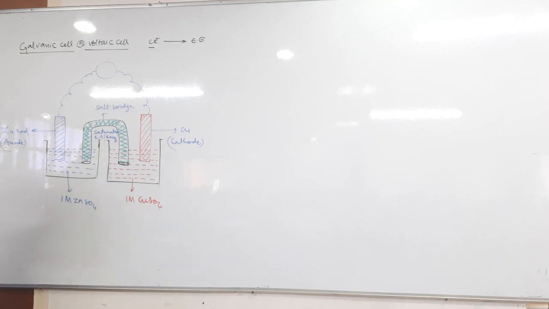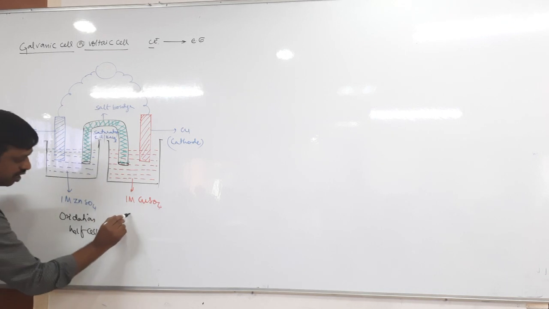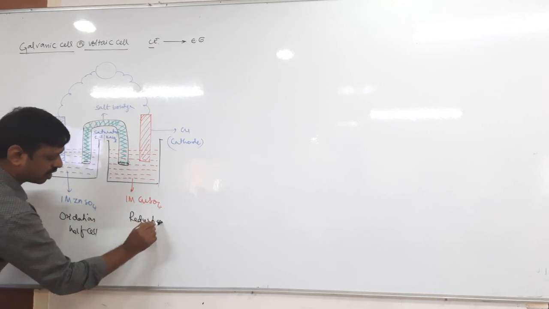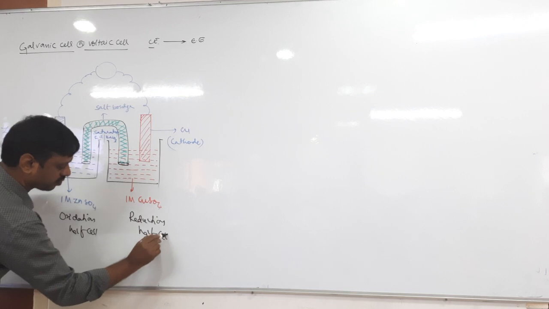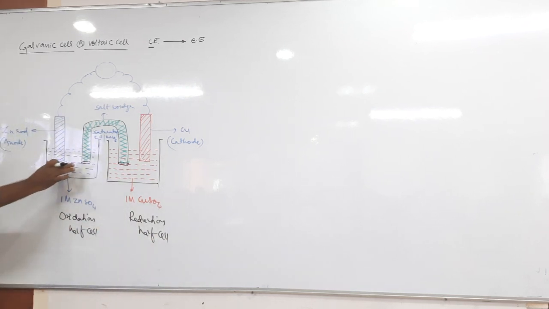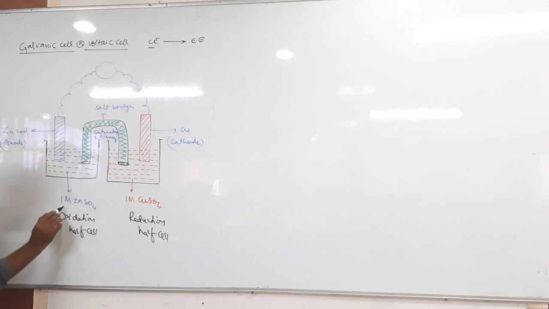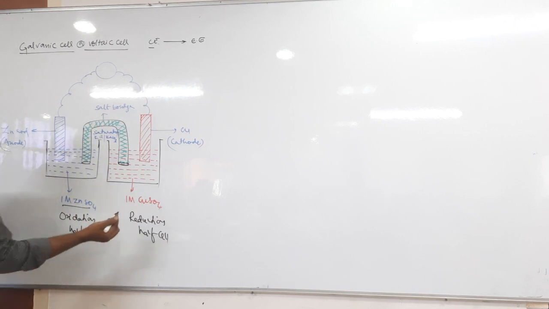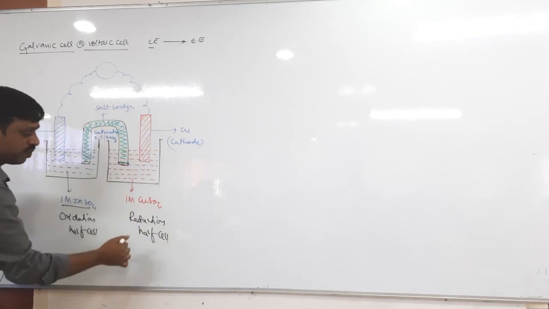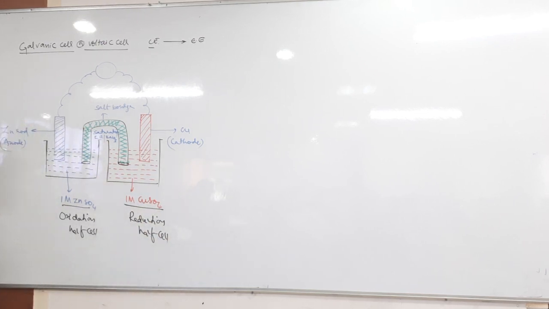Listen, so Daniell cell consists of two half cells, oxidation half cell and reduction half cell. This is the oxidation half cell and this is the reduction half cell. In oxidation half cell, a zinc rod is dipped in 1 molar zinc sulfate solution. In reduction half cell, a copper rod is placed in 1 molar copper sulfate solution.